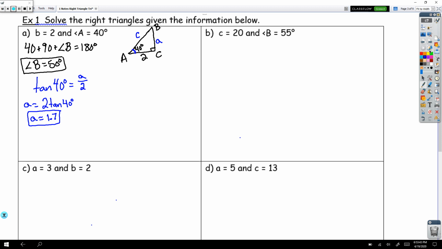Now, I have two sides. You can go through and use another trig function if you want, but we also can make use of our Pythagorean theorem. Now that we have two side lengths, we can find the third. So a squared, 1.7 squared, plus b squared, so 2 squared, equals c squared. So c squared is going to equal 6.89. Square root both sides, and we get c equaling 2.6.